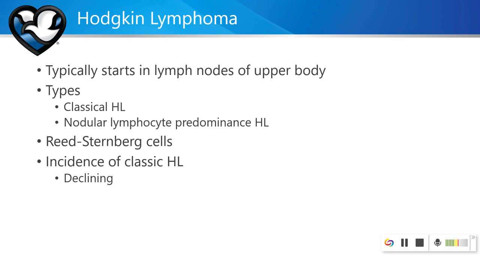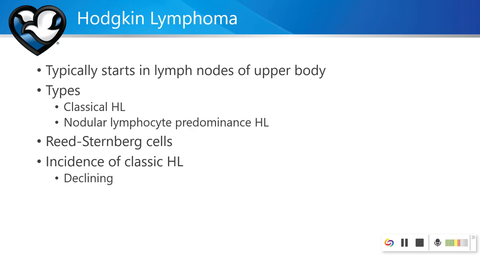Lymphomas are cancers that develop from malignant lymphocytes in the lymphoid tissues, and they are the most common blood cancer, and there are several types of lymphoma. Hodgkin lymphoma can start in any lymph node of the lymphatic system, but most often arises in the lymph nodes of the upper body. The two main types of Hodgkin lymphoma include the classic, which accounts for 90% of the cases, and the nodular lymphocyte predominant Hodgkin lymphoma.